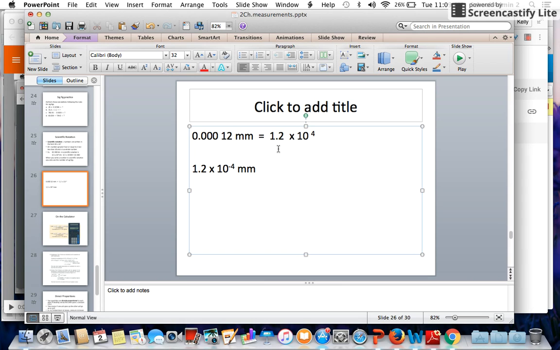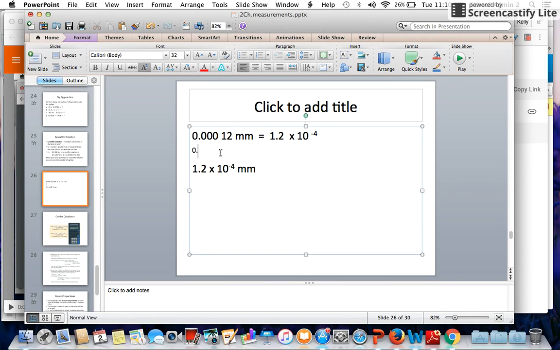Is that true? If we take 1.2 times 10 to the 4, we multiply it by 10 4 times, we'll have this number, 1, 2, 3, 4. And that's not this number. So we didn't multiply it by 10 4 times, we divided it by 10 4 times. And when we do that, we put a negative exponent. So negative exponent indicates that you divide it by 10 4 times.